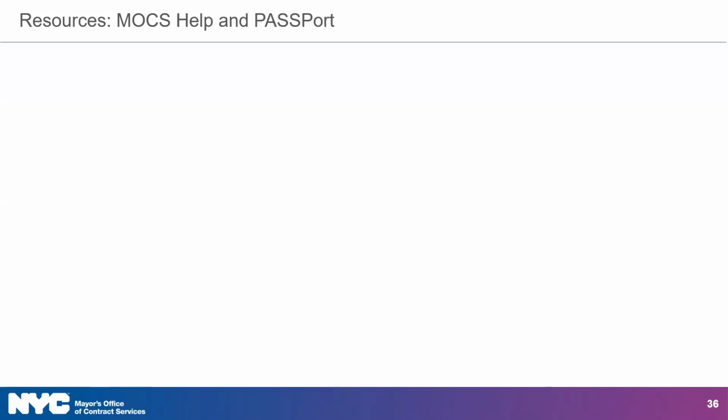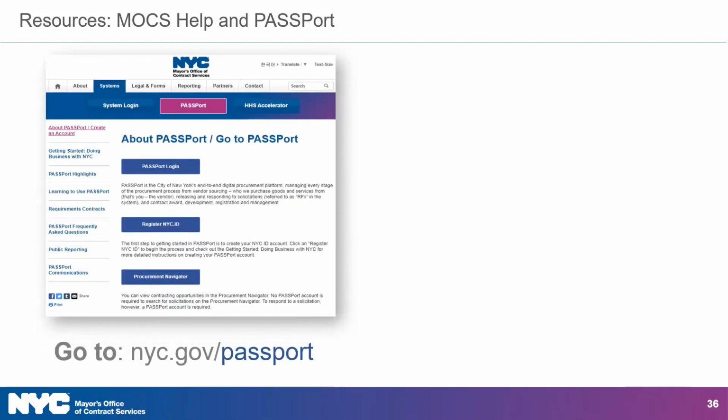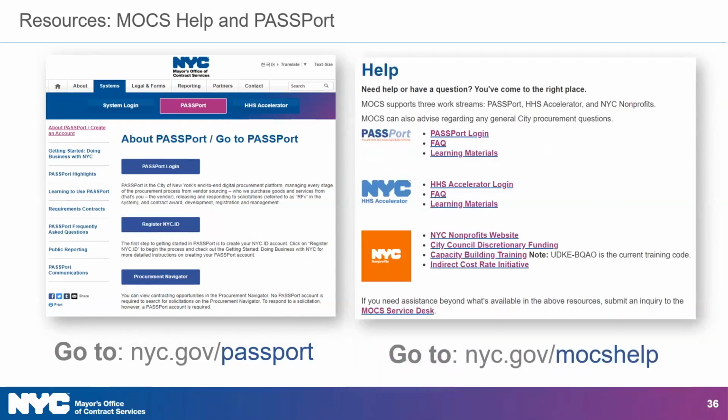The two major websites you can use to get information about MOCS and Passport are the Passport page, nyc.gov/passport, and the MOCS help page, nyc.gov/MOCShelp. These two pages will allow you to access everything you need regarding Passport, especially the resources for assigning and managing contacts and user roles.